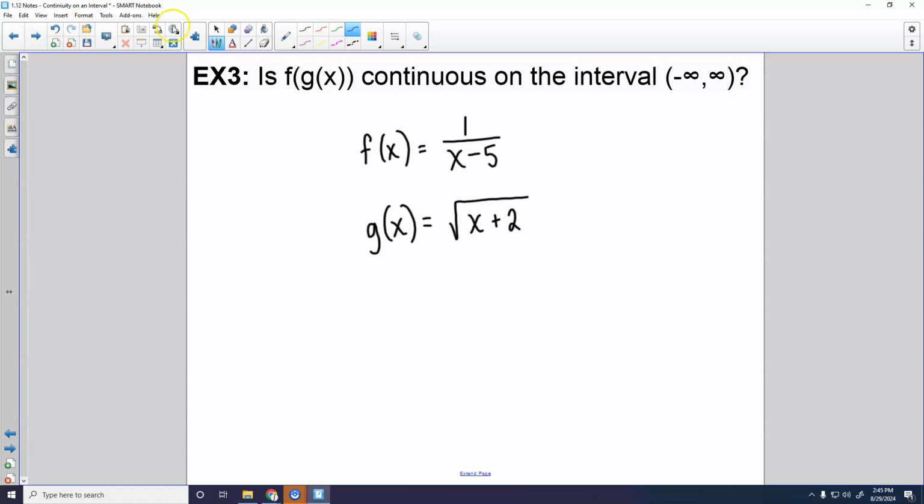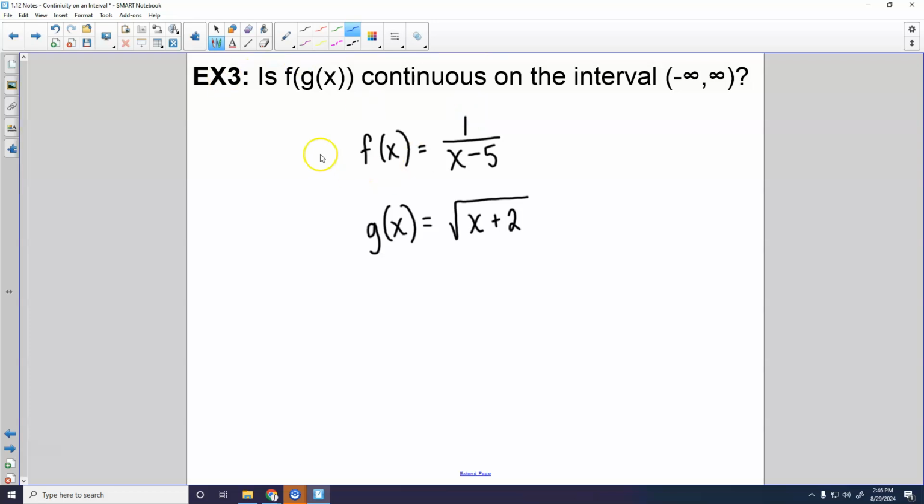Okay, this asks us is f of g of x continuous on the interval from negative infinity to infinity. So we're going to, first of all, have to find f of g of x, and then we're going to have to think about that continuity. Really what we're trying to find are there any discontinuities? Because if there are any discontinuities, then the answer is no, right?